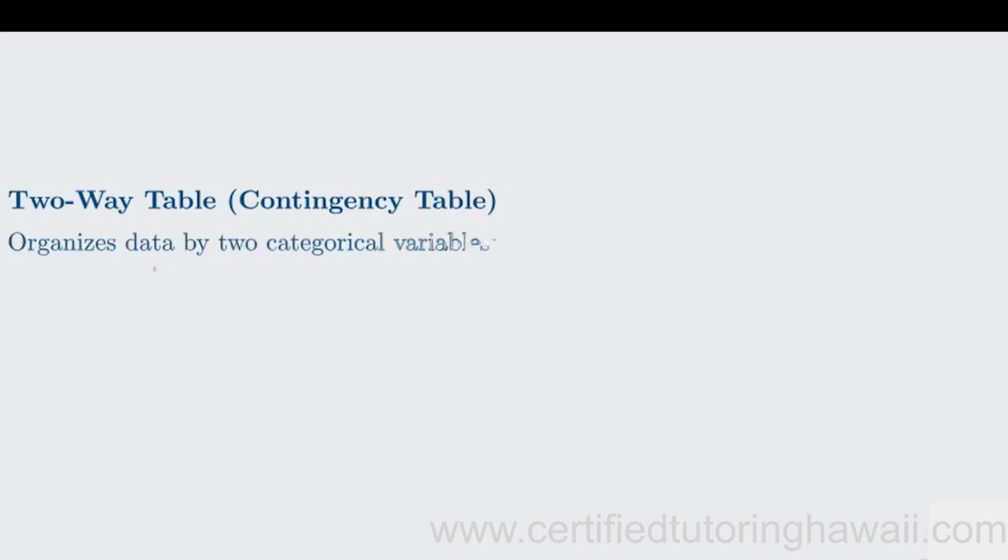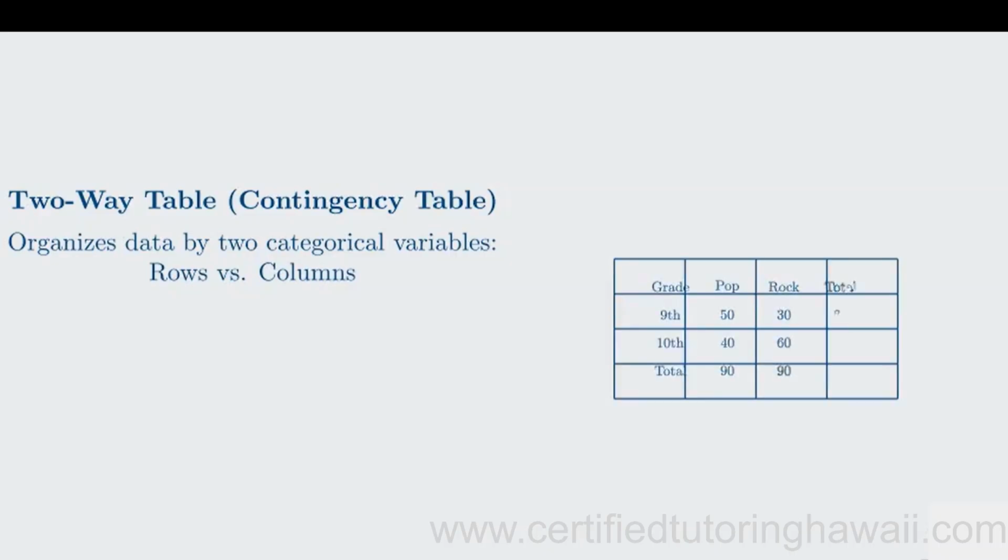To start our analysis, we use the most fundamental tool for bivariate data, the two-way table. A two-way table, also known as a contingency table, organizes data by two categorical variables. One variable forms the rows, and the other forms the columns. In this example, we are looking at grade level and music preference. Each cell in the middle represents a count, or frequency, of individuals who fit both categories. For instance, there are 50 students who are both in 9th grade and prefer pop music.